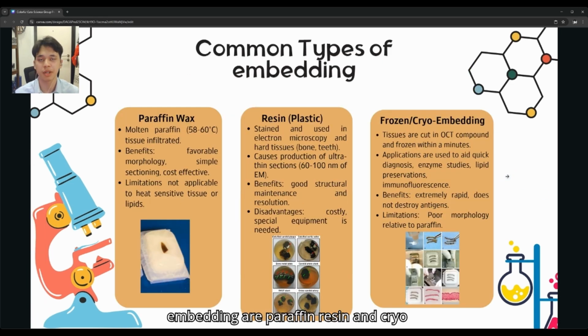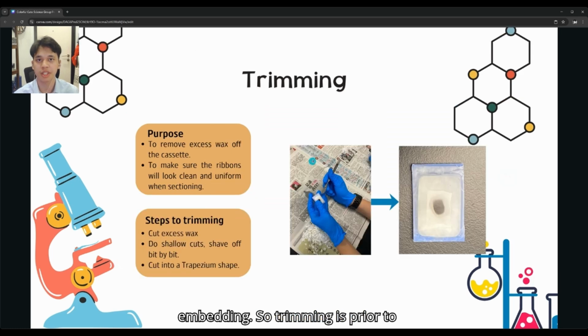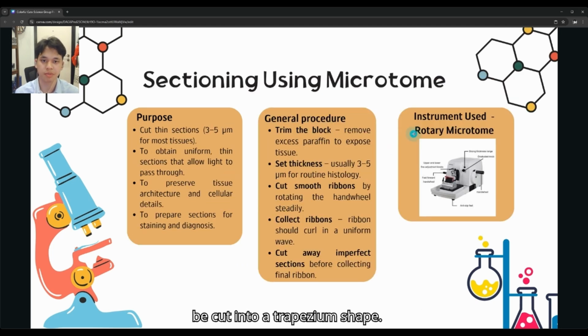And common types of embedding are paraffin, resin, and cryo-embedding. So trimming is prior to sectioning, which is used to remove excess wax to make the ribbons look clean and uniform when sectioning. And it should be cut into a trapezium shape.